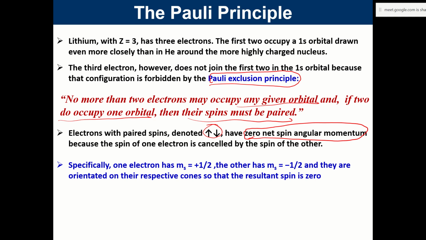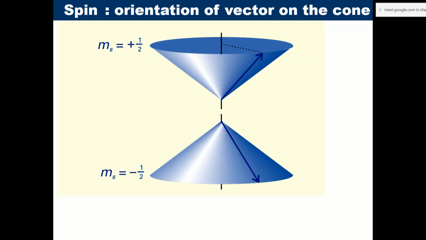Okay, now this was only the z component, remember, this was the z component plus half, and this was minus half, the z component of the angular momentum that we are showing with vertical lines. Okay, now we also know, because of the uncertainty principle, the vectors have to be shown on the respective cones. They are oriented along that cone such that the resultant spin is zero. कैसे? अब बताइए, पिक्चर देख के बताइए, क्या ये पेयर्ड स्पिन पेयर्ड सिस्टम है?